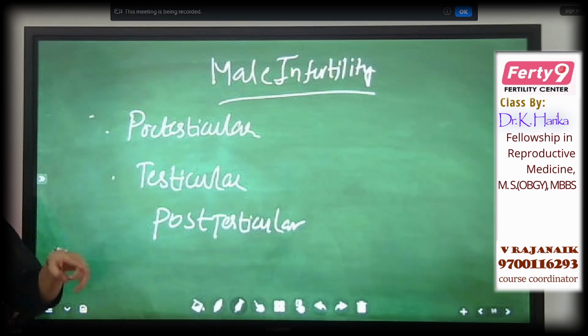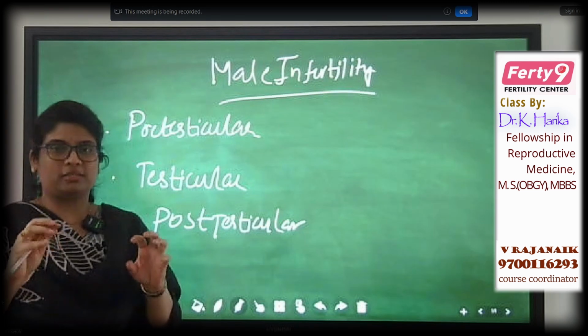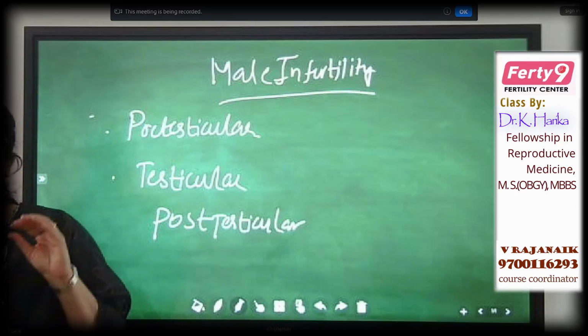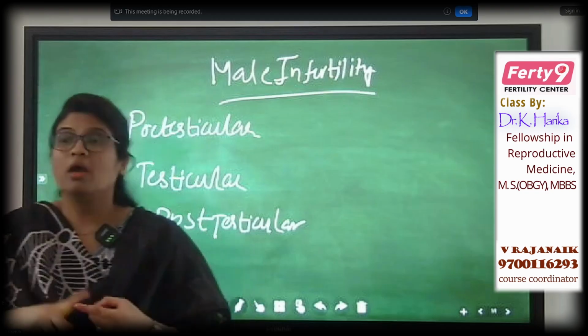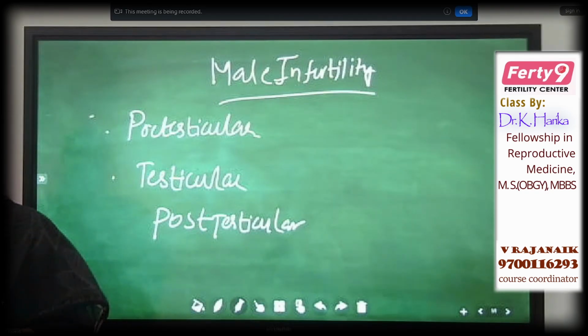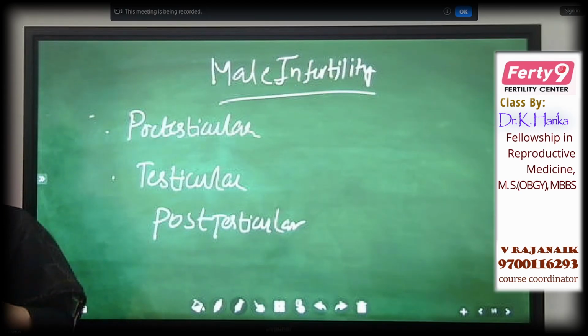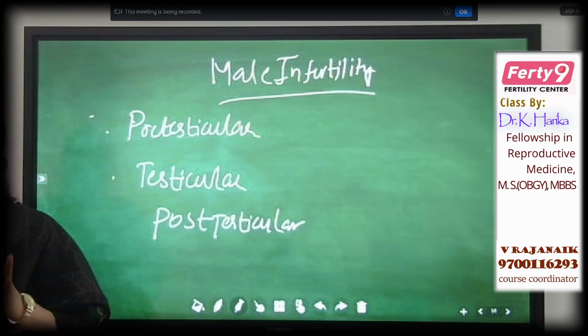Next, coming to testicular causes, the pathology lies within the testis. For example, varicocele, which is the most common, or any kind of infections or trauma. In a few cases there will be cryptorchidism, undescended testis, torsion, and any inflammatory pathology. All these contribute to testicular causes.